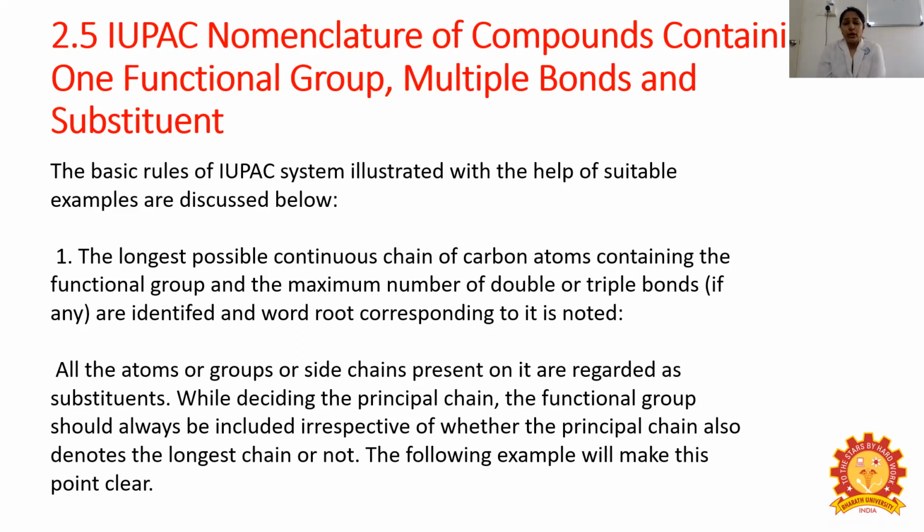IUPAC nomenclature of compounds containing one functional group, multiple bonds, and substituents. The basic rules of the IUPAC system, illustrated with the help of suitable examples, are discussed below. The longest possible continuous chain of carbon atoms containing the functional group and the maximum number of double or triple bonds, if any, are identified, and the word root corresponding to it is noted. All the atoms and groups on the chain are regarded as substituents.